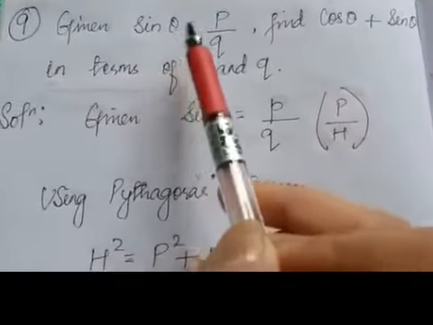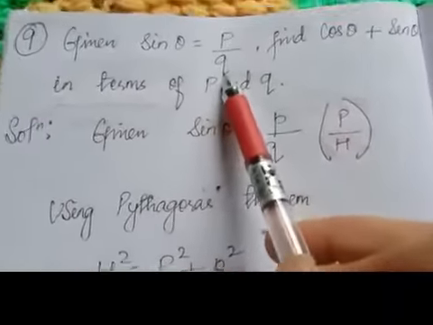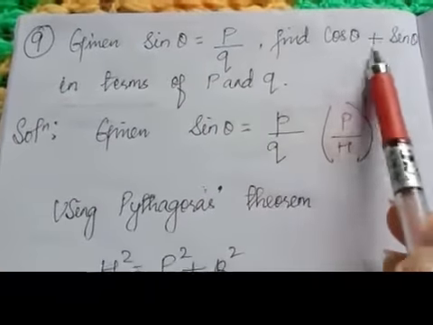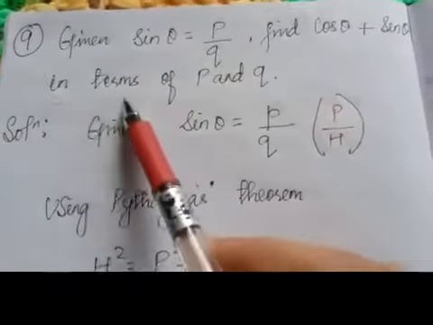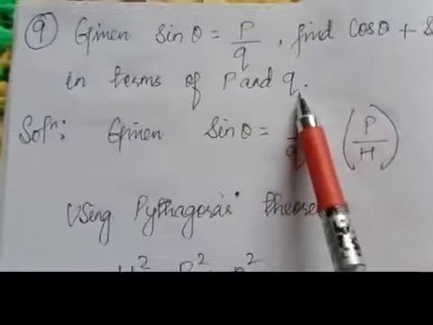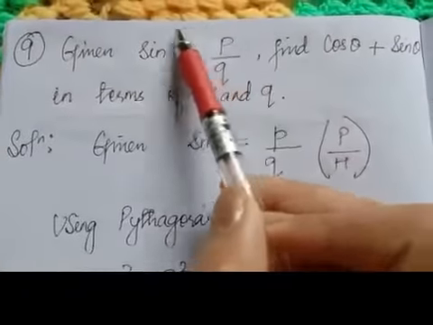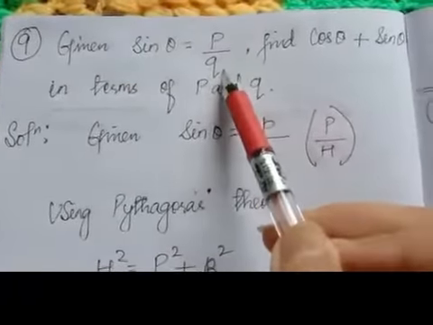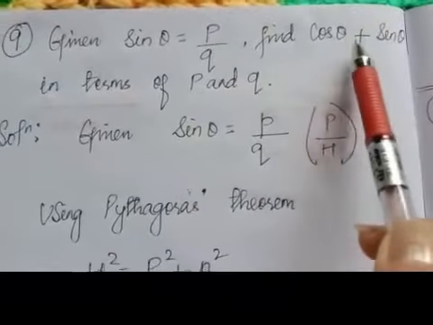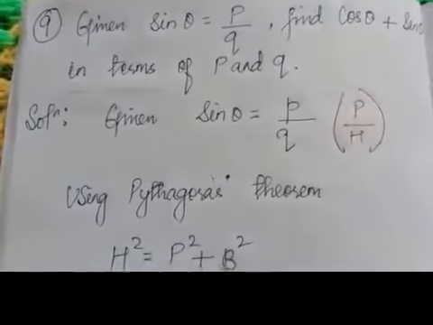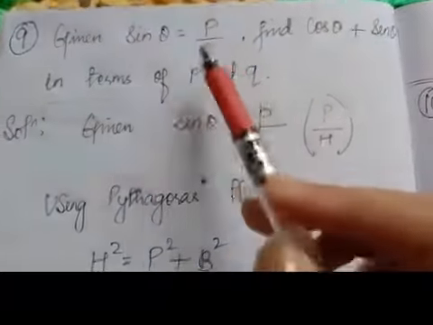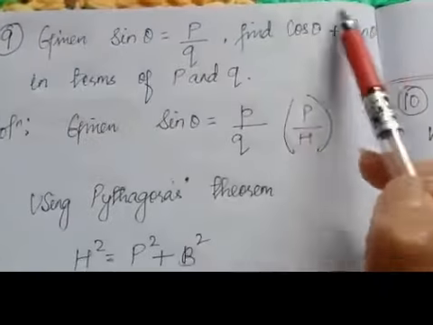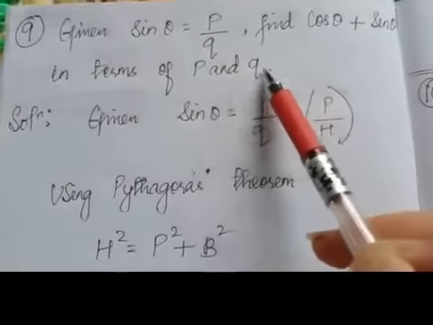Given sin theta is equal to P divided by Q, find cos theta plus sin theta in terms of P and Q. So in this question, the value of sin theta is given. You have to find the value of cos theta plus sin theta, and the answer will be in terms of P and Q. You have to express the answer in terms of P and Q.